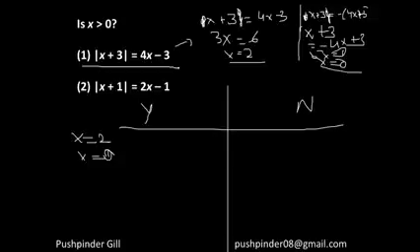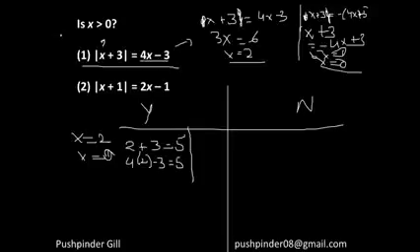However, you have to meet the fact statement first. Now let's put the fact statements there. If I put 2, 2 plus 3 is equal to 5. And if I put 2 on this side as well, 4 into 2 minus 3 is also equal to 5. Fine enough. Let's try putting 0. This is 0 plus 3, that is 3. And this is 0 minus 3, that is negative 3. That means I can't use 0 because it is not meeting the fact statement, and as we already discussed earlier, we have to meet the fact statement before we go and check the condition.